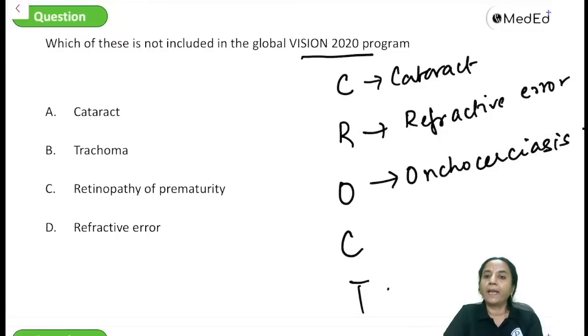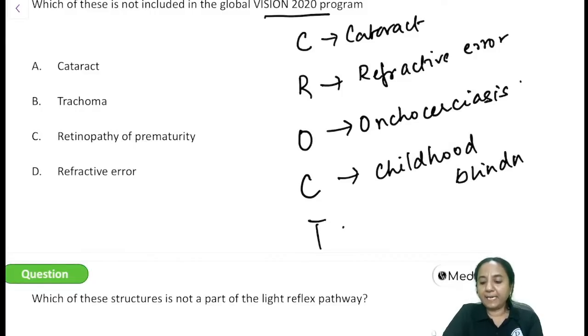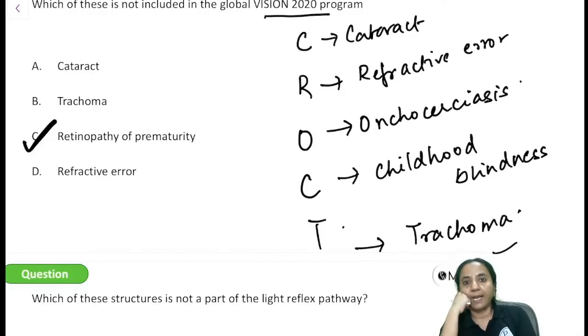Onchocerciasis is not seen in our part of the world. The next C is childhood blindness, and T is trachoma. So cataract, refractive error, onchocerciasis, childhood blindness, and trachoma. Obviously, ROP, retinopathy of prematurity, is not a part of the Global Vision 2020 program. So please remember the names of these diseases: cataract, refractive error, onchocerciasis, childhood blindness, and trachoma.